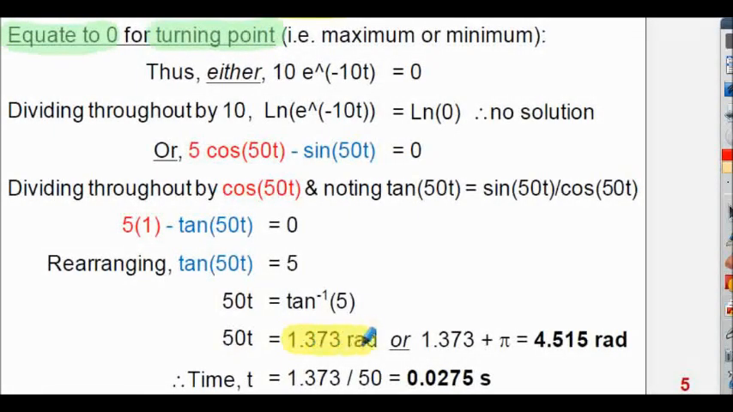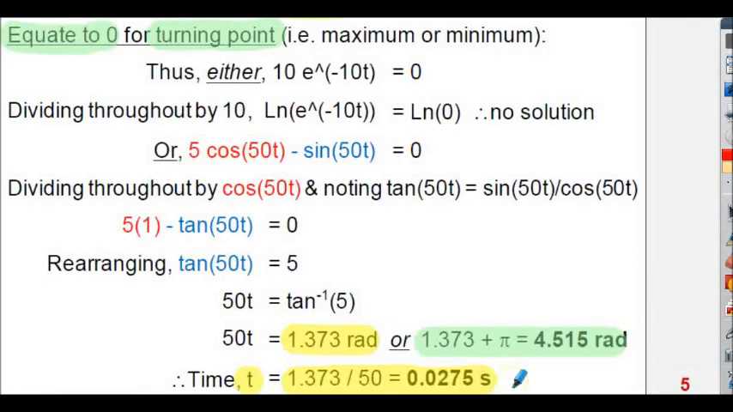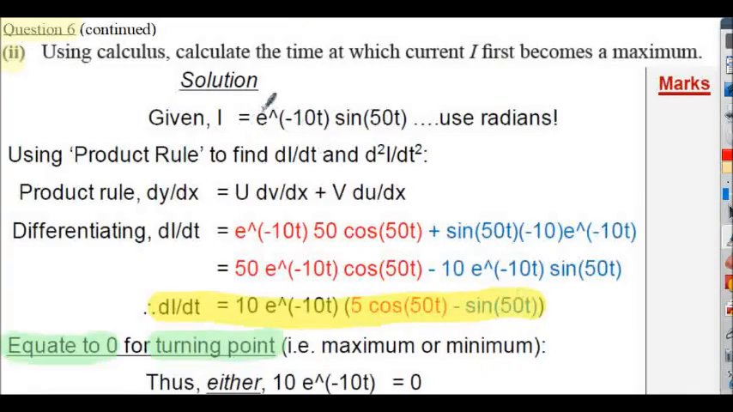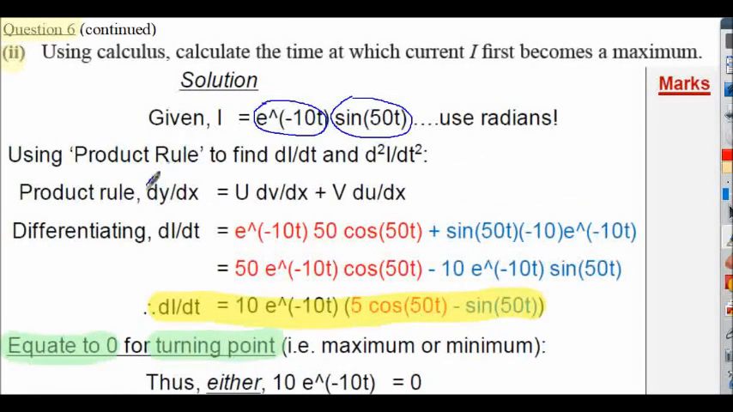Actually two values calculated here. So using the first point we can calculate the time, which is our maximum here in this region. Of course we have to solve this using the product rule because we have a function of t multiplied by a function of t. And referring to the formula sheet, here's the product rule as stated. This is what we show here, of course.